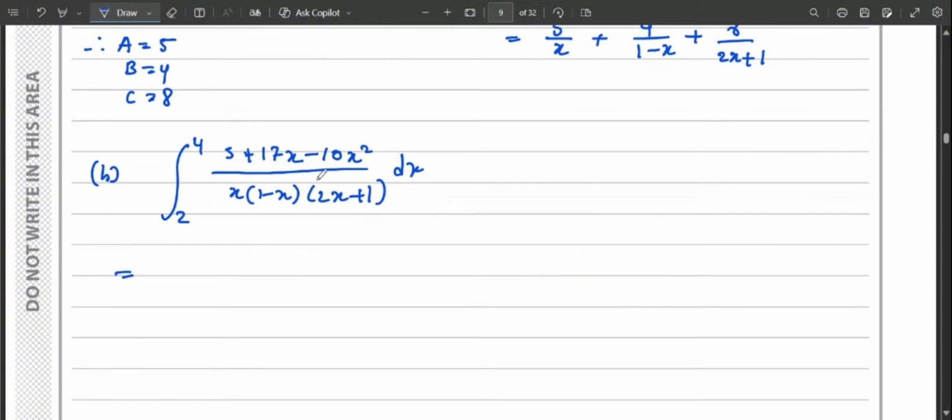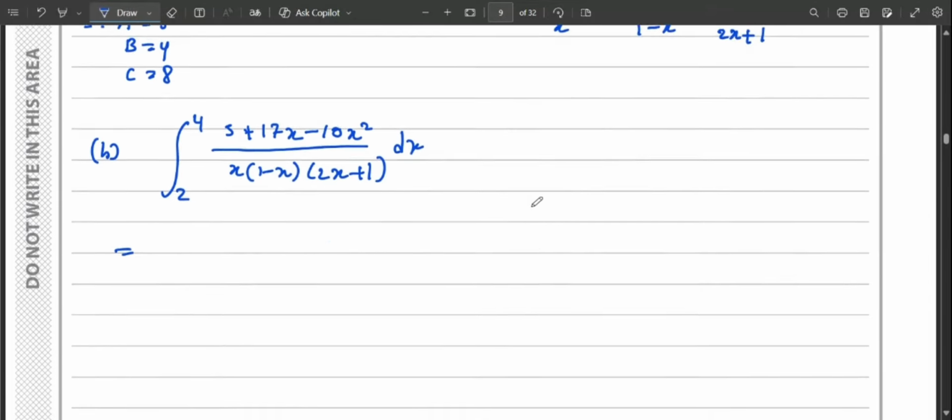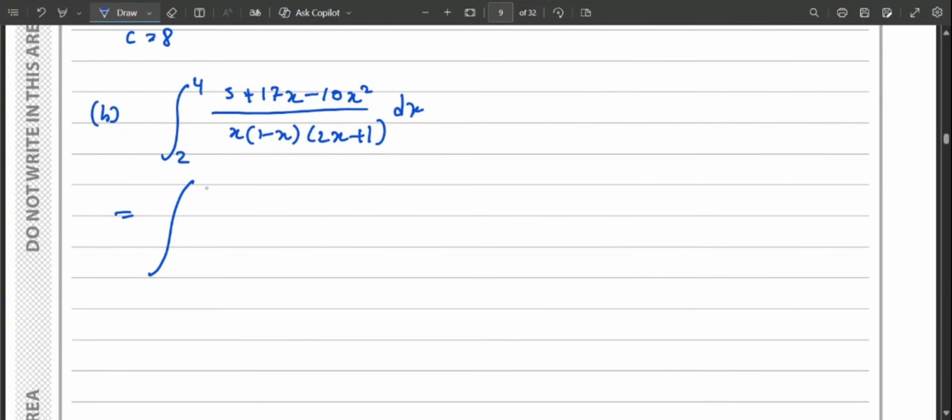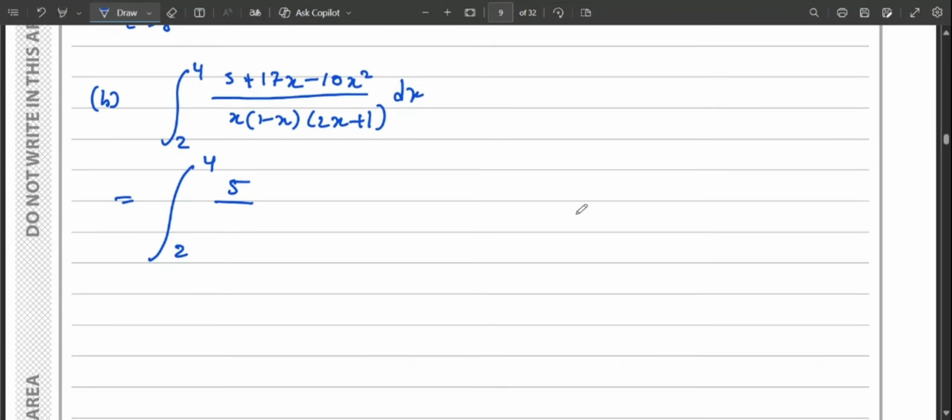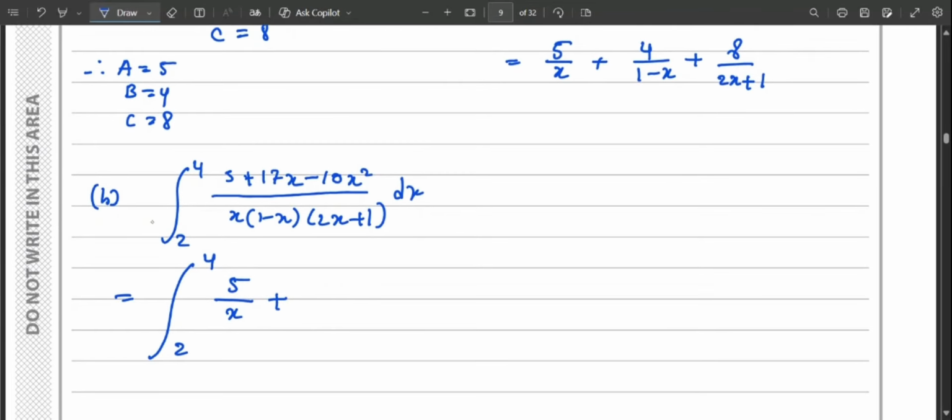But we have already done that in our part A. So I will write out the equivalent partial fraction for this expression and then calculate the integration from there. Then we perform the integration. So 5 divided by x plus 4 divided by 1 minus x plus 8 divided by 2x plus 1 is our equivalent partial fraction for our expression.